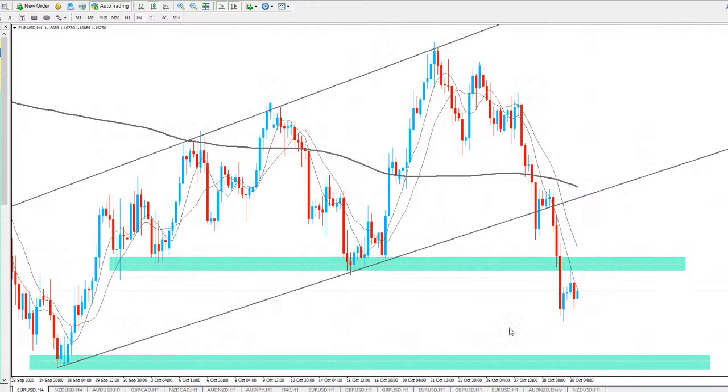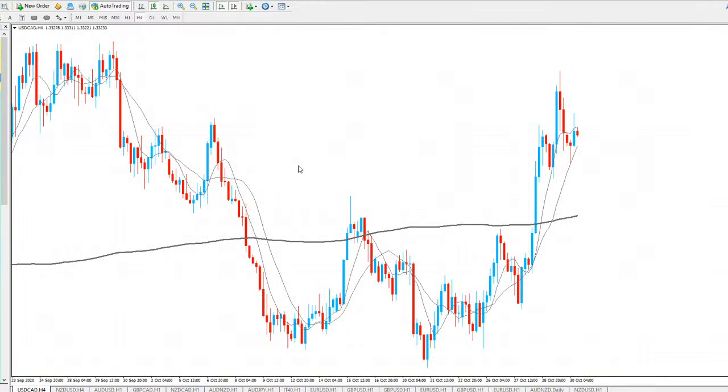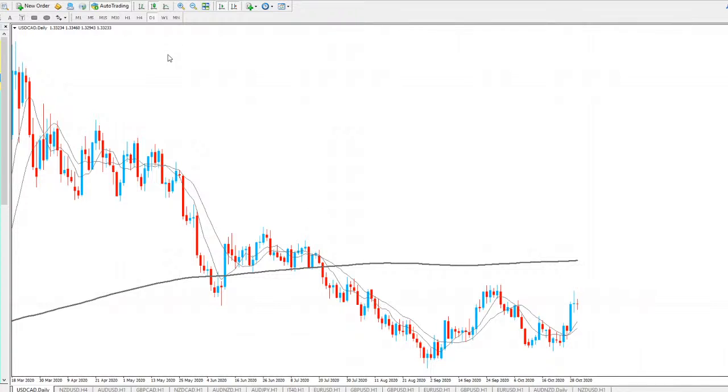So one of those two areas where price can find some resistance and gain some more momentum to the downside to go and test this low all the way down there, because that's where we're expecting USD to head to. USD CAD, this one again, we're still expecting a push to the upside.